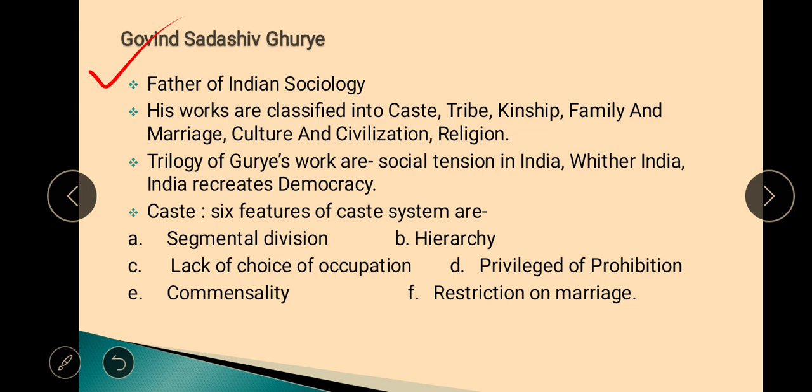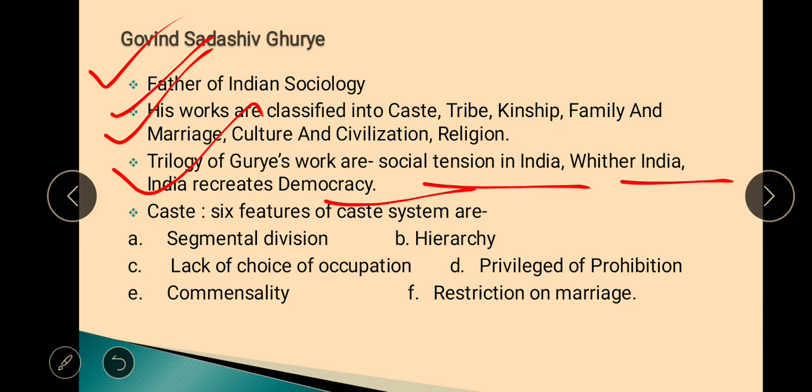G.S. Ghurye, or Govind Sadashiv Ghurye, was the father of Indian sociology. This particular question is a very favorite part of the question setters. So this used to come in various examinations. If we divide his works, they are classified into caste, tribe, kinship, family, marriage, culture, civilization, and religion too. Even his works Social Tension in India, Whither India, India Recreates Democracy can be regarded as the trilogy of Ghurye's work.